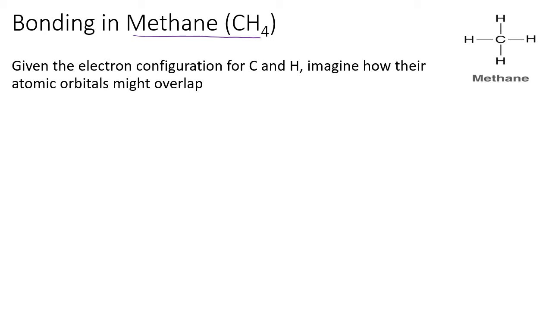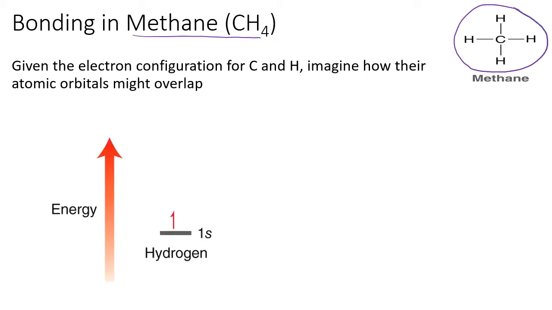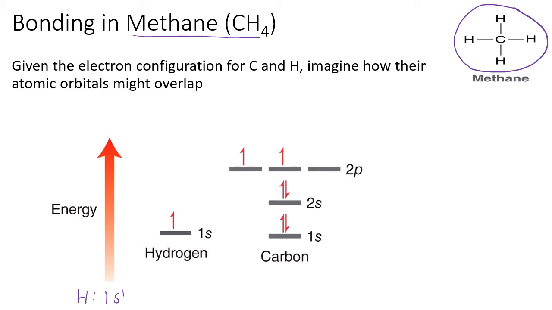So the structure of methane is a tetrahedral arrangement where we have 4 hydrogen atoms bonded to a central carbon atom. And the electron configuration for hydrogen, as we said, is 1s1. And for carbon, we're going to have 1s2, 2s2, 2p2 for our electron configuration. And when you look at the energy diagram for carbon, it looks like all carbon really has to bring to the dance is 2 half-filled 2p orbitals.